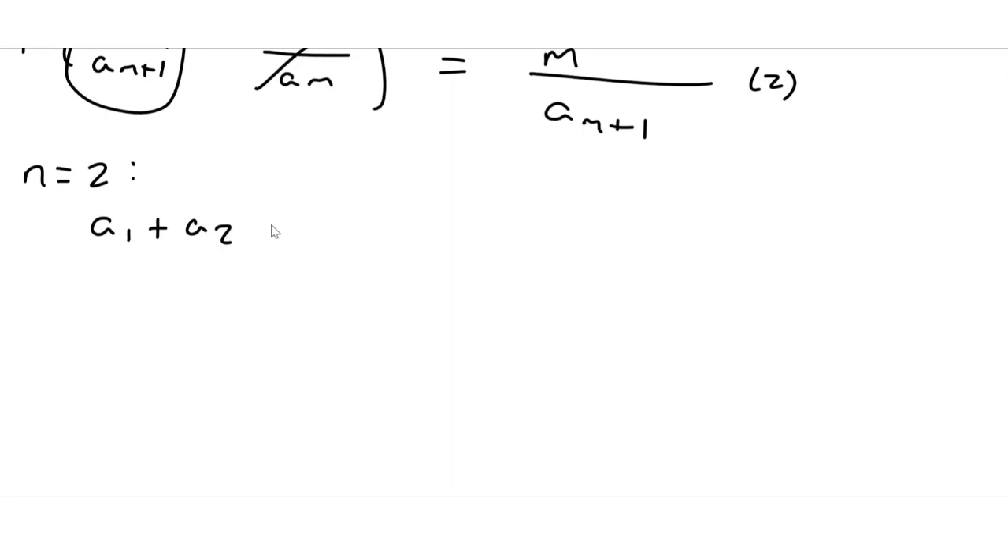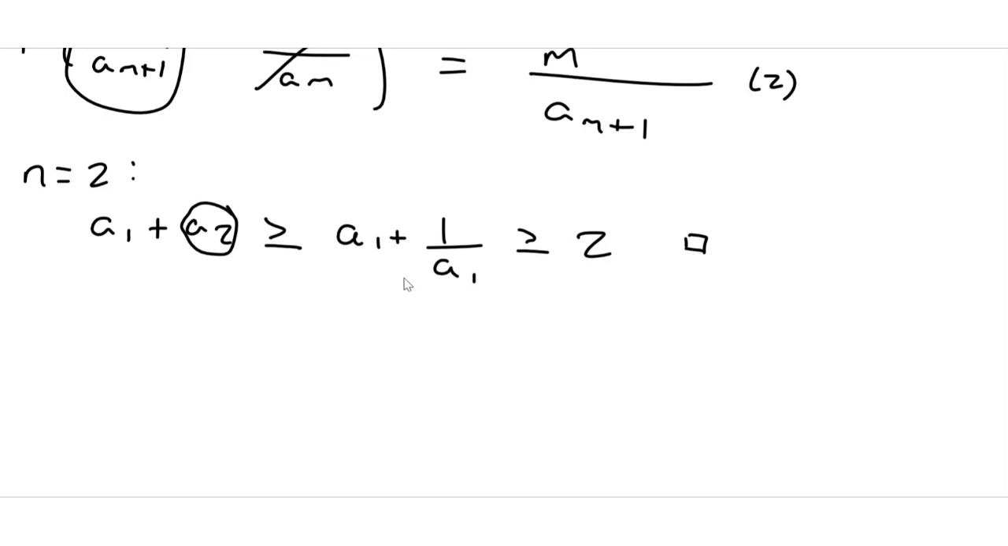By result 1 we know this is greater than a1 plus 1 over a1. This is by using the result to show that a2, this term here, is greater than 1 over a1, and this is greater than or equal to 2. So we're done for case 1.